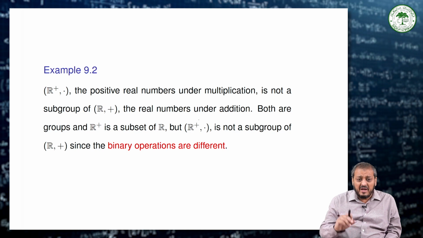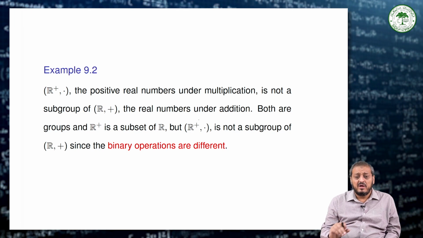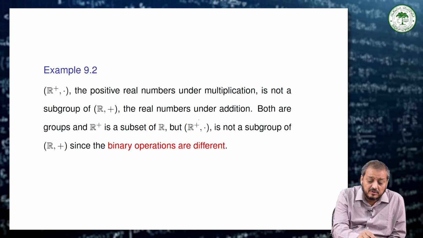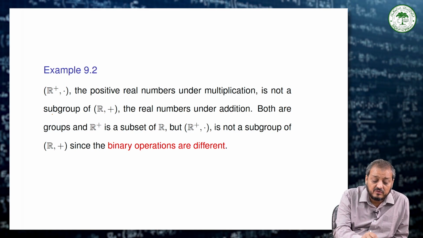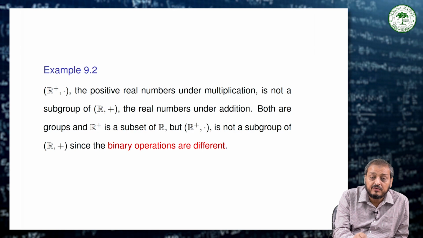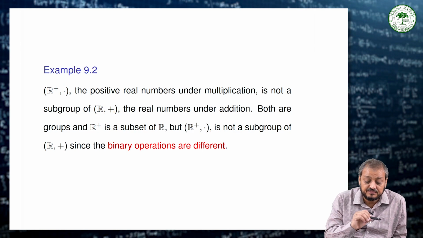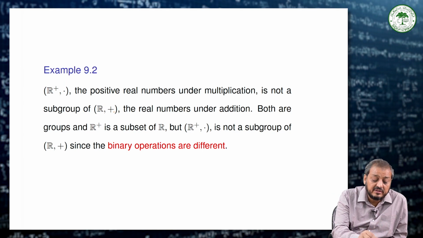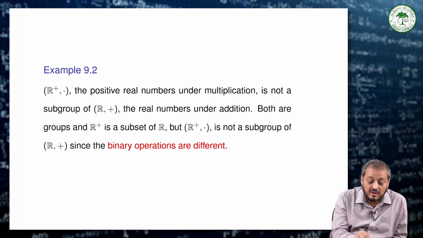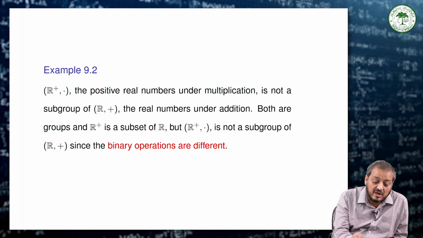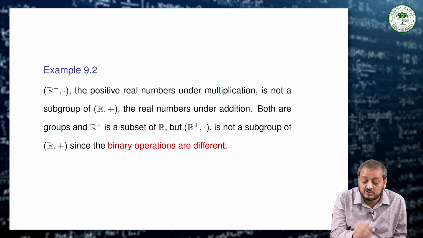So let us try an example: the set of positive real numbers under multiplication is not a subgroup of the set of real numbers under addition. Clearly, the set of all positive real numbers under multiplication is a group, and also R under addition is a group.